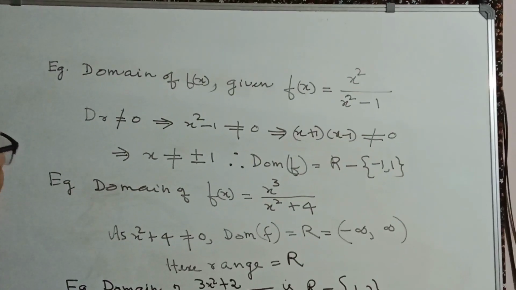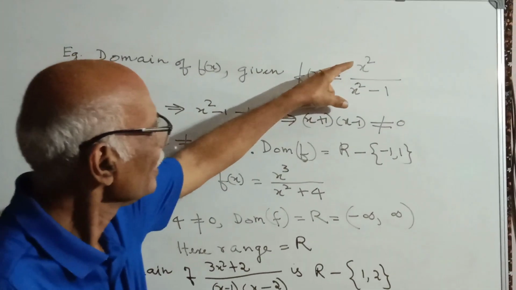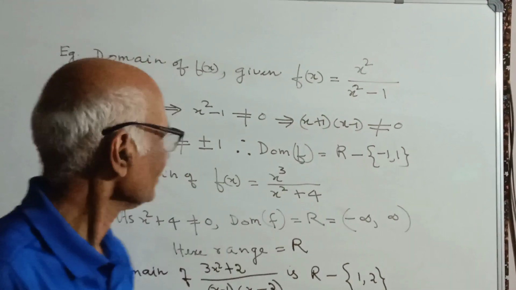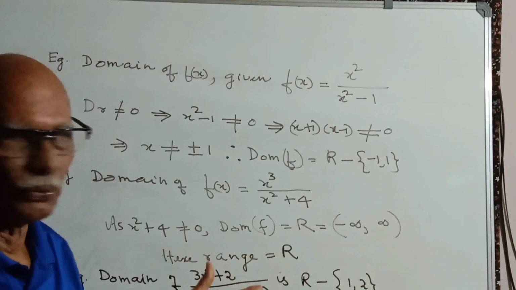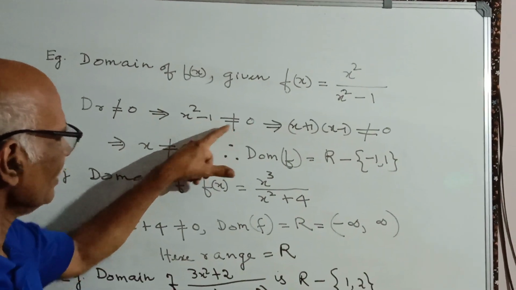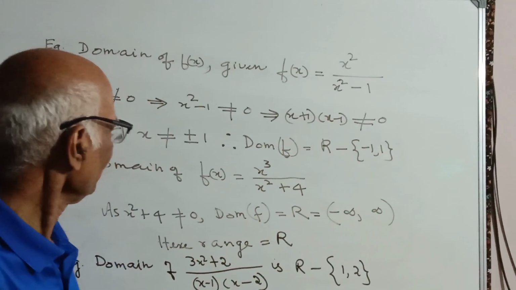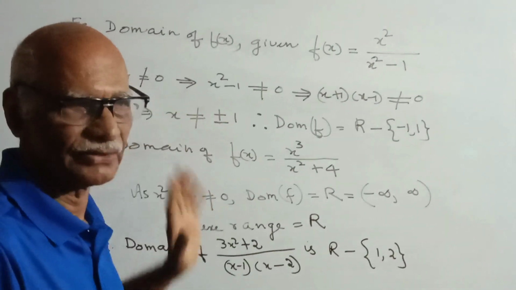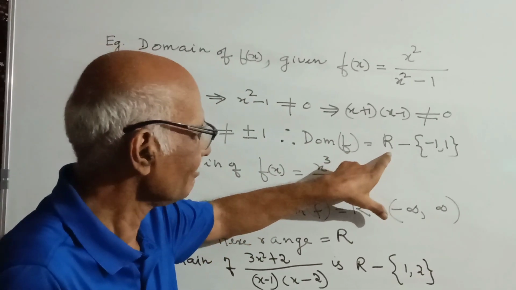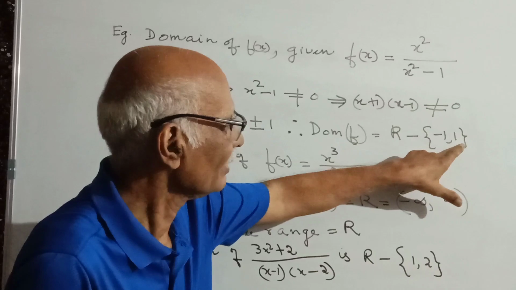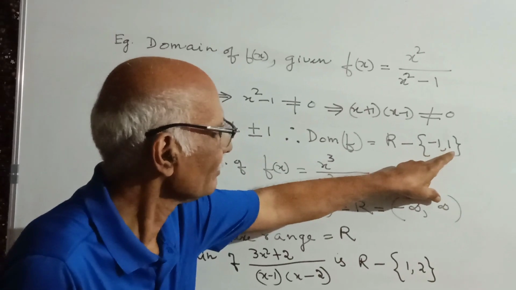Now, we consider another example. Domain of f(x), given f of x equals x squared by x squared minus 1. We see that the denominator x squared minus 1 cannot be 0. So the condition is x squared minus 1 not equal to 0, or (x plus 1) into (x minus 1) is not equal to 0. That means x cannot be plus or minus 1. So the set of values of x is the domain. So the domain of f is the real numbers minus the set {minus 1, 1}. It is the complement of the set {minus 1, 1}.